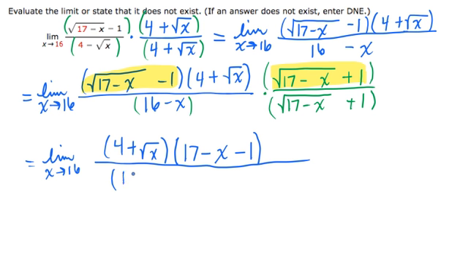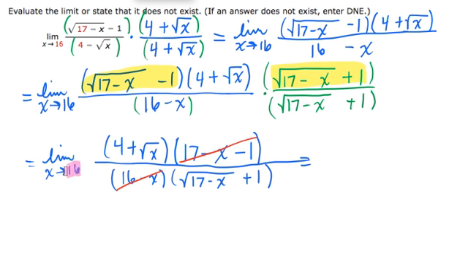And let's leave the denominator factored. Okay, 17 minus 1 is 16. So that cancels with that. Those are the same. Let's see, and now maybe we can go ahead and plug in 16. We can try it and see what happens.